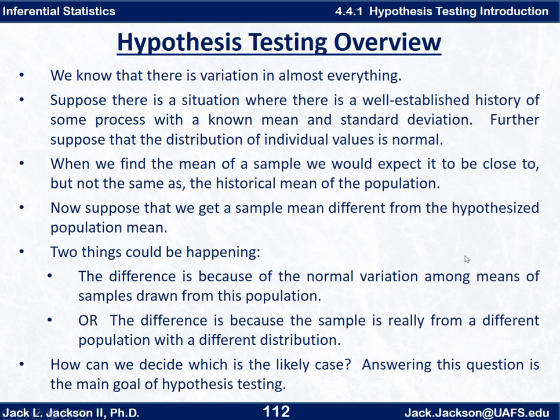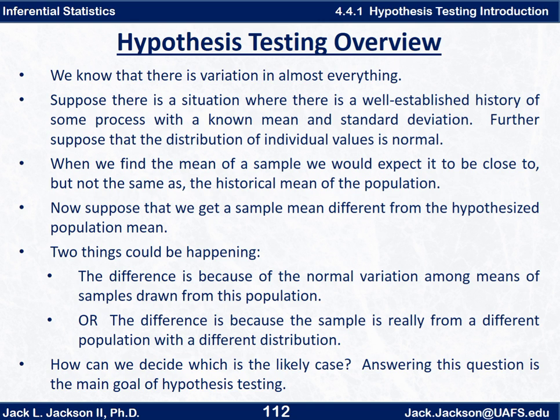So again, we know there's variation in almost everything. So we're looking at a situation where we suppose that there's a well-established history of some process with a known mean and standard deviation, and further suppose, at least for the moment, that the distribution of individual values is normal. When we find the mean of a sample, we would expect it to be close to, but not the same as, the historical mean of the population. Now, suppose that when we take a sample mean, it's not the same as the hypothesized population mean. It's off a little bit.